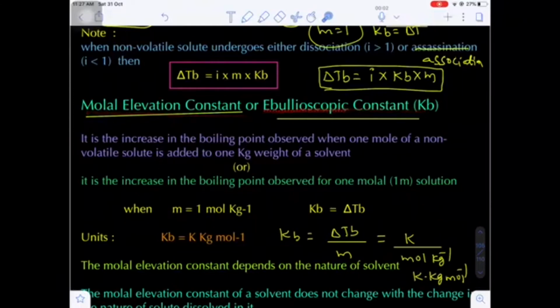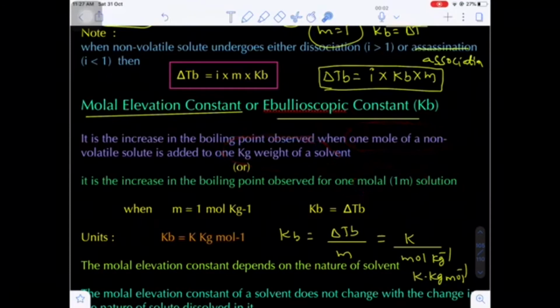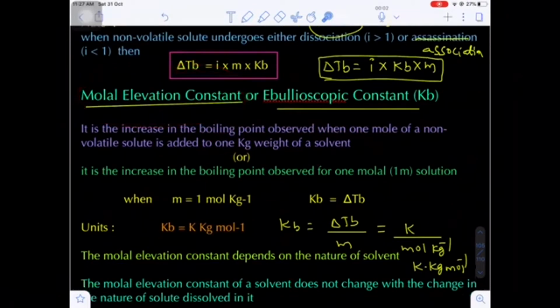And one more definition. What is the definition of 1 molar? That means 1 mole of a solute is present in 1 kg weight of a solvent. It is the increase in the boiling point observed when 1 mole of a non-volatile solute is added to 1 kg weight of a solvent. So the increase in the boiling point is known as the molar elevation constant.